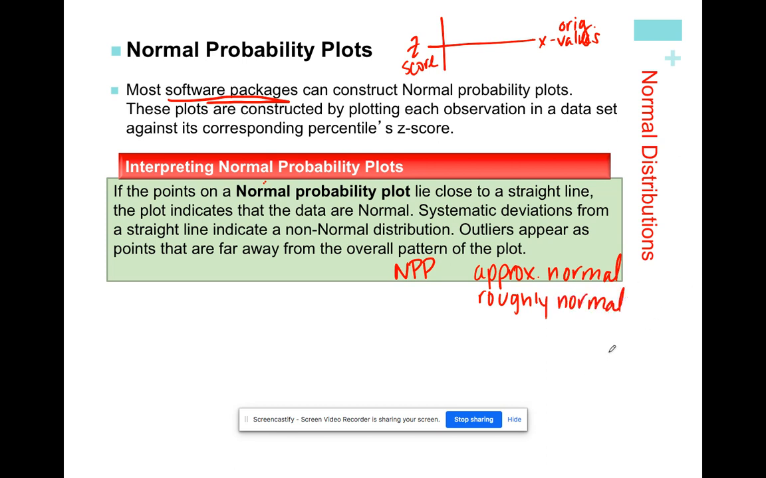And when we use a normal probability plot, we really want to be specific. We're not going to say linear, so normal. We're going to say the normal probability plot is roughly linear, so that indicates the original data is approximately normal. You need to say what you see and what it indicates.